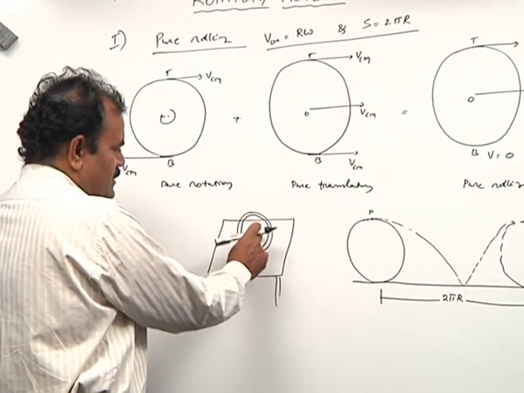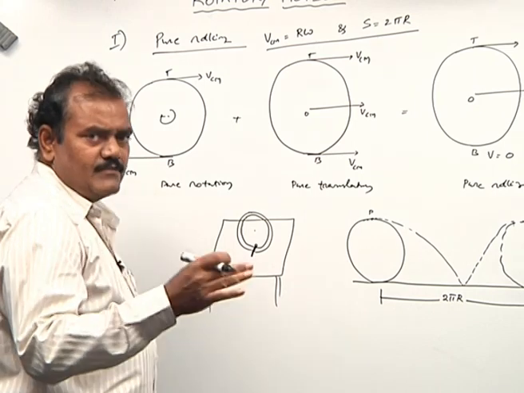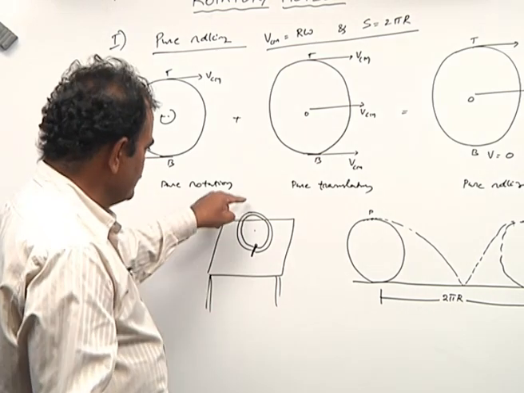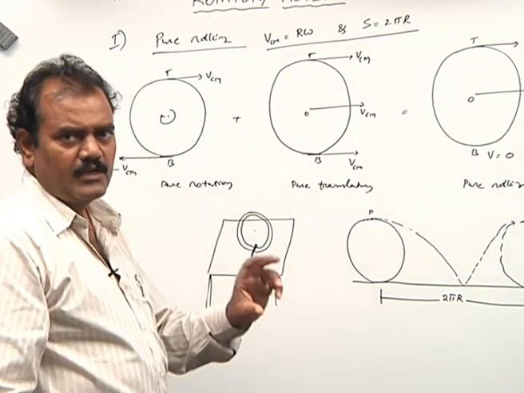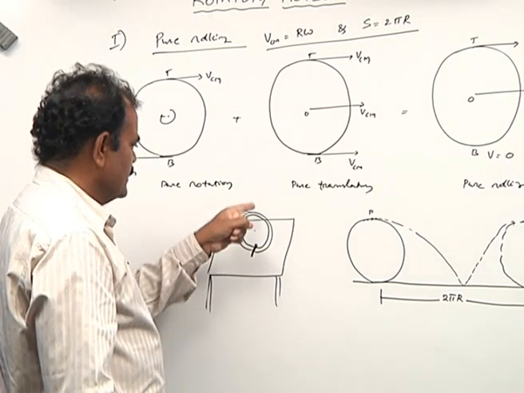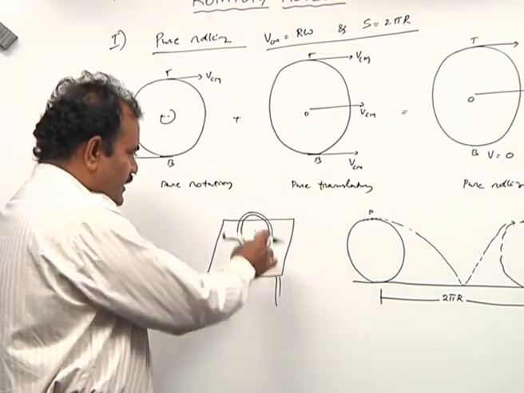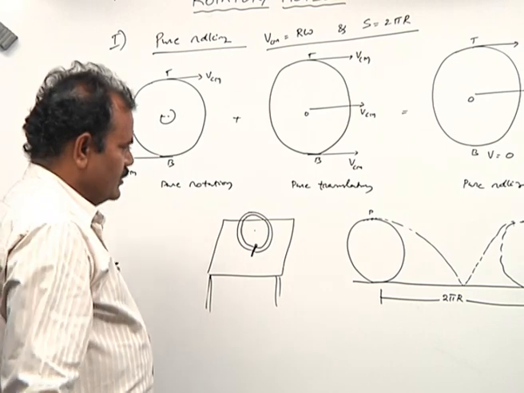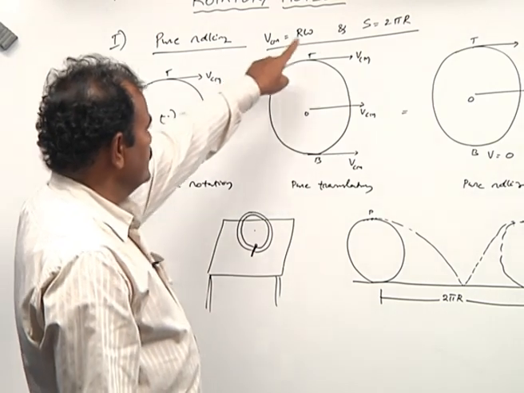If you consider this velocity as V, you can immediately observe that the velocity at the top position is double this velocity. So that's why it will be 2V. Then you can call it a pure rolling motion. So in a pure rolling motion, these are the two characteristics.